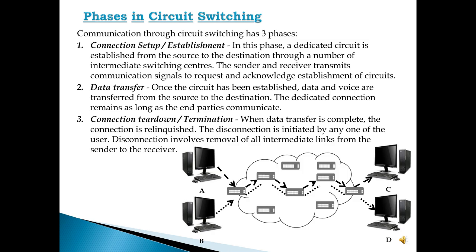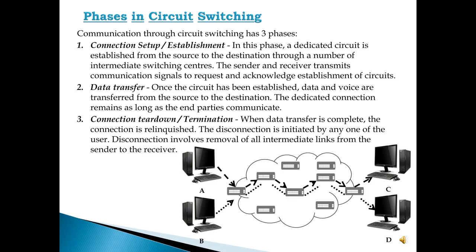There are different phases of circuit switching. Basically, we have three phases. First is called the connection setup or establishment. In this phase, a dedicated circuit is established from the source to the destination through a number of intermediate switching centers. The sender and receiver transmit communication signals to request and acknowledge establishment of circuits.